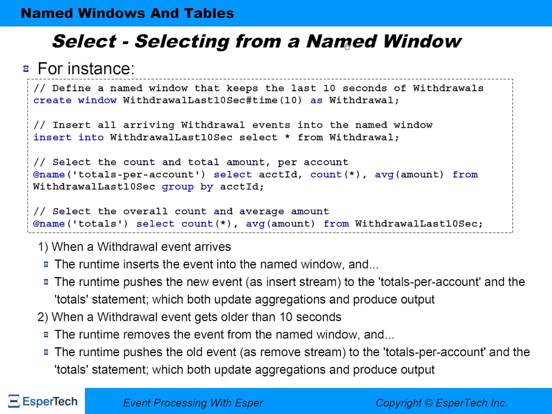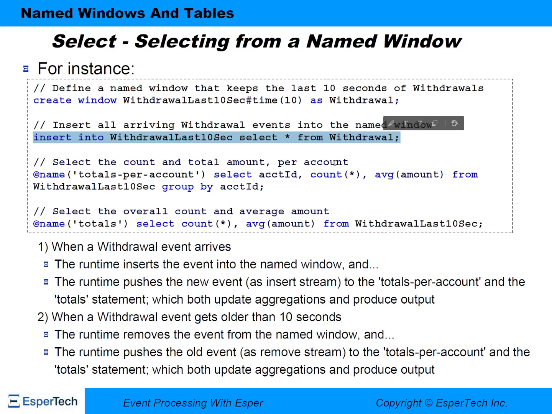This slide continues the topic of selecting from a named window and provides a detailed example. Consider the EPL as shown here. First, the EPL defines a named window that keeps the last 10 seconds of withdrawal events. Create window WithdrawalLast10Sec#time(10 sec) as Withdrawal. The next statement inserts all arriving withdrawal events into the named window. Insert into WithdrawalLast10Sec select * from Withdrawal.